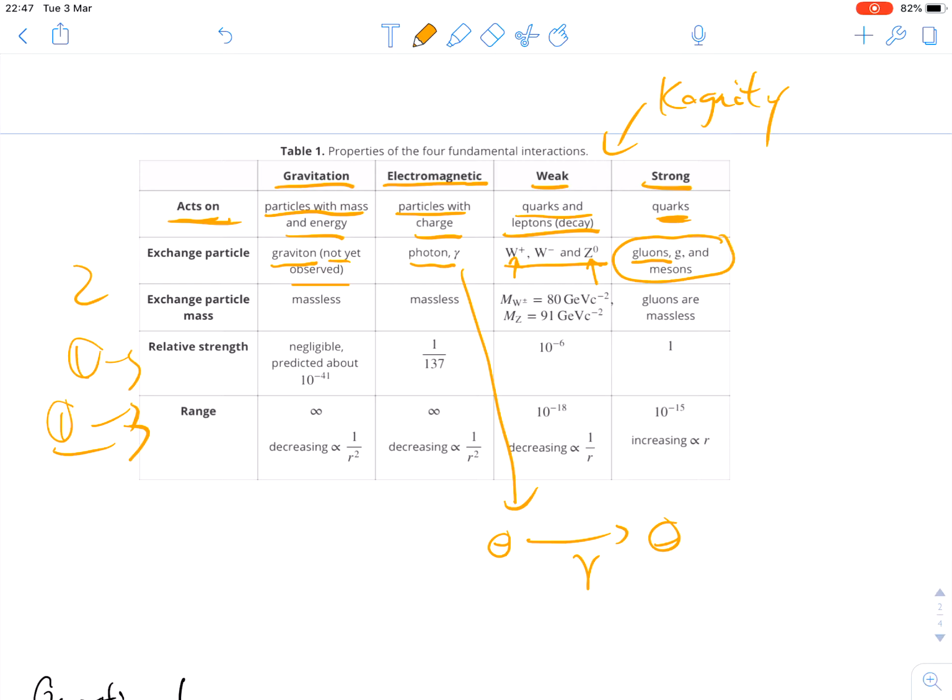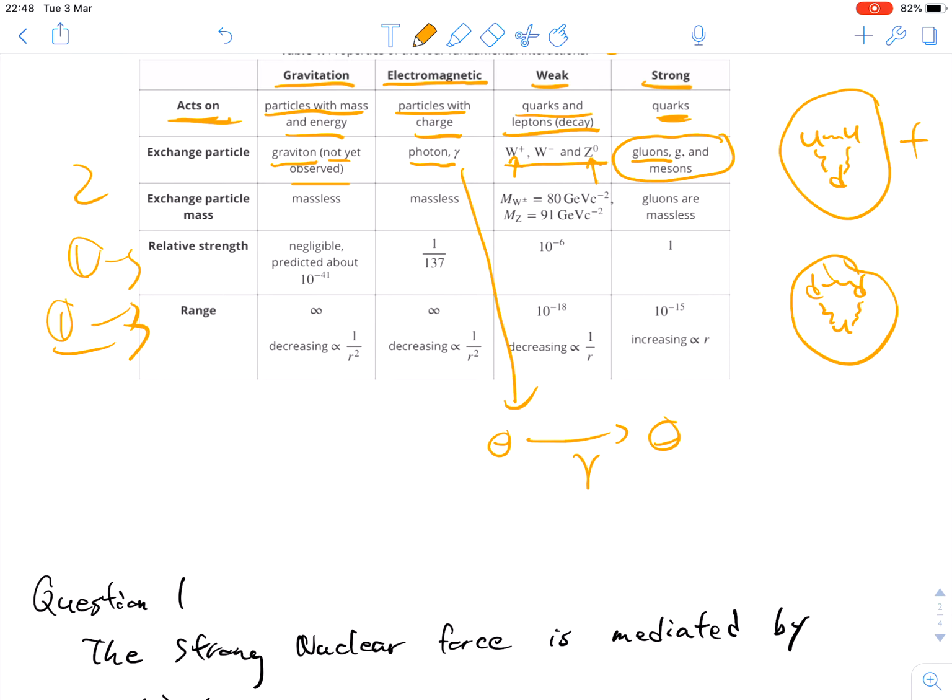I just want to magnify this a little bit further. Gluons are holding our quarks together. If you remember, a proton has 2 ups and a down. Our neutron has 2 downs and an up. And then there are other particles as well. So when we talk about strong nuclear force, we're talking about gluons holding these quarks together. The meson is also an exchange particle.